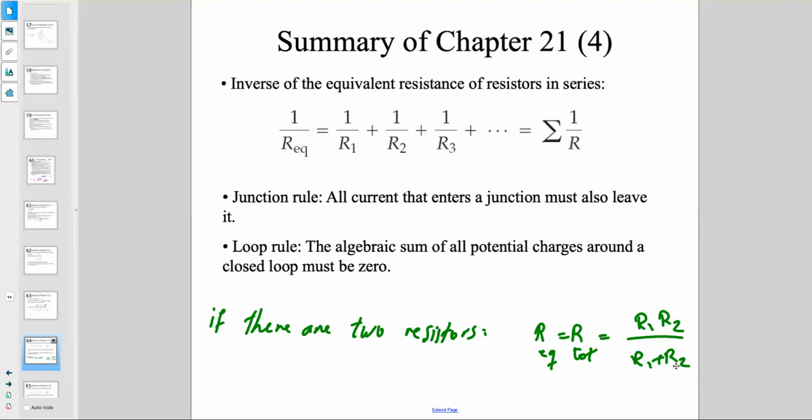Junction rule was one of Kirchhoff's laws: all current that enters a junction must also leave it. And the loop rule was that the algebraic sum of all potential changes around a closed loop must be 0. We showed that this is in fact sigma V equals 0.